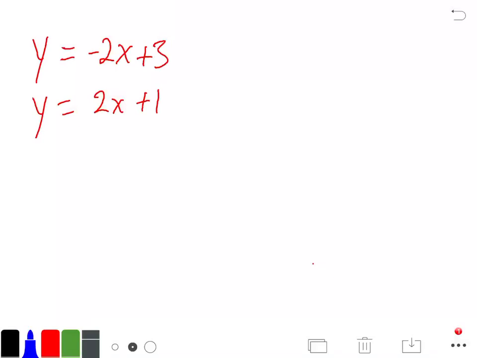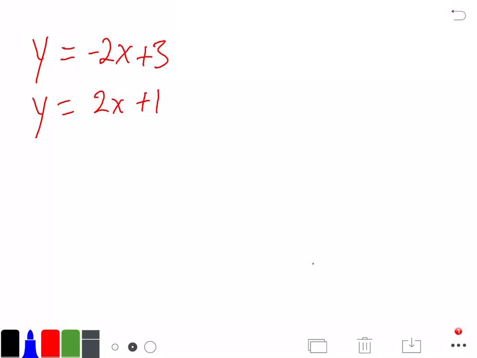Here's another solve by elimination question. Now, this one really looks like a classic substitution question, but really you can solve any of these systems any way you want. Let's solve this one using elimination. Now, again, we're going to look for pairs of opposite coefficients.